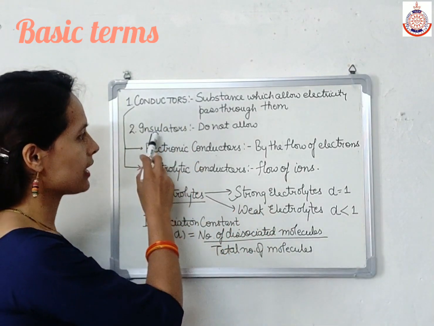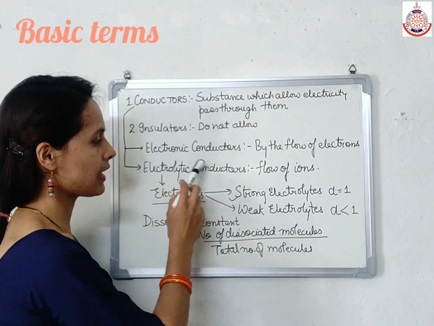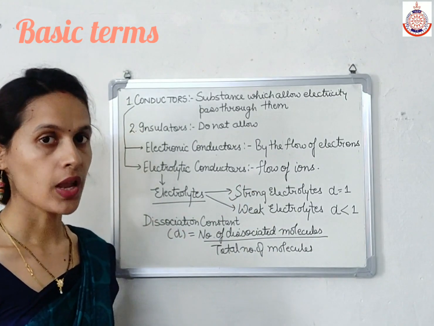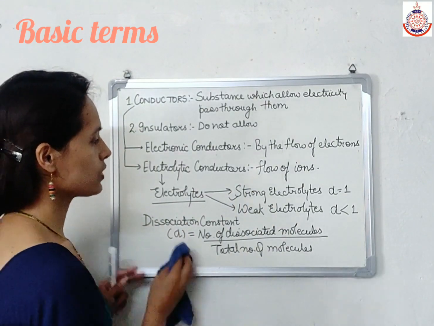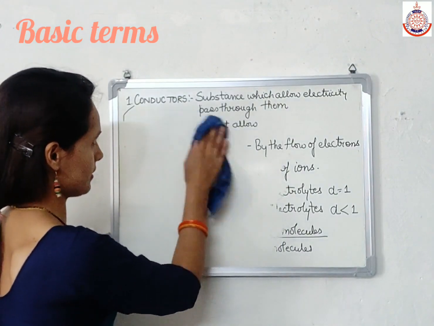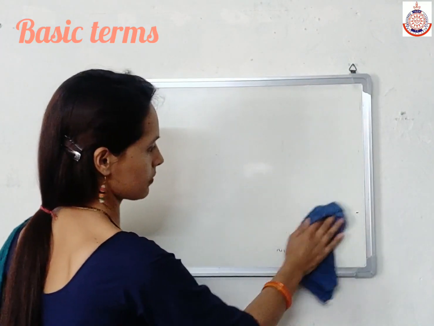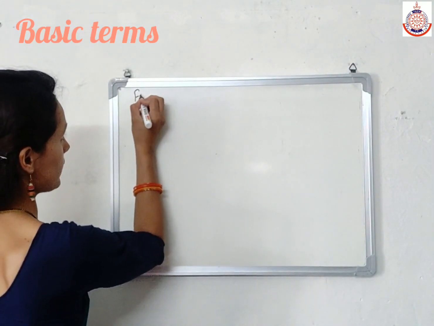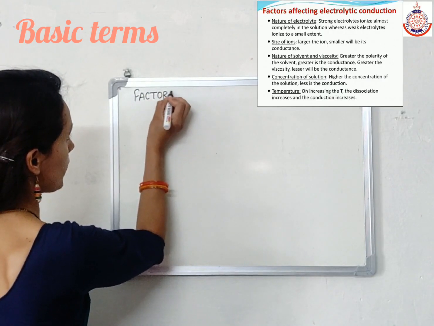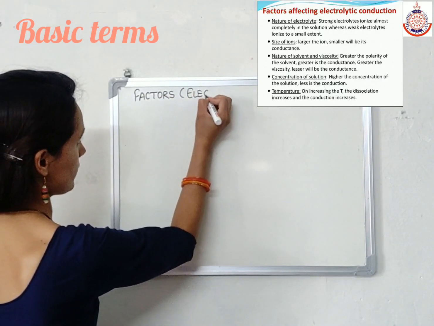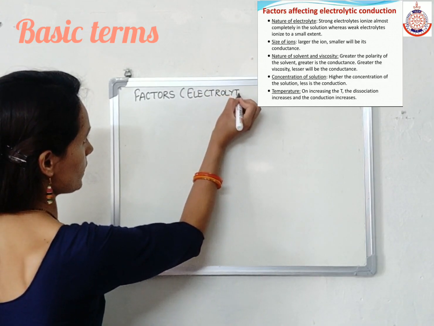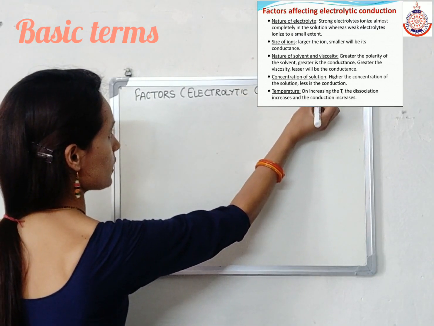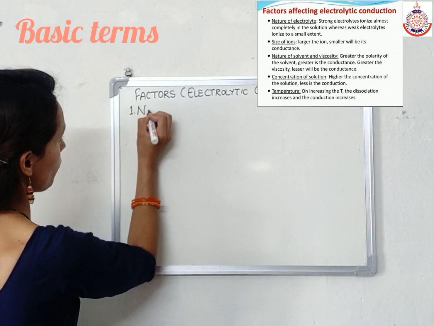So we have covered conductors, insulators, electronic conductors, electrolytic conductors, electrolytes, strong and weak electrolytes, and the dissociation constant. Now we'll study the factors which affect electrolytic conductance, not electronic conductance. We are dealing with electrolytic conductors. The first factor which affects the electrolytic conductance is the nature of the electrolyte.